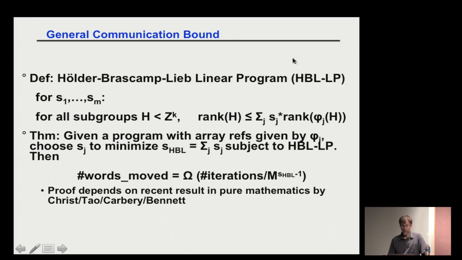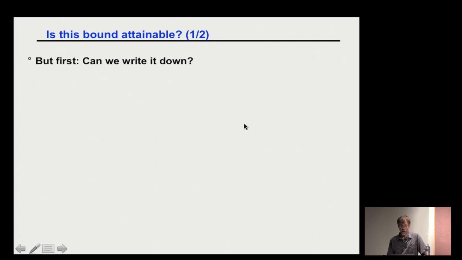So let me just talk about, given this lower bound, can we attain it? So, I mean, this is a bit hairy, so maybe I should say a few more words about what this means. So the first question is, can I even write down this linear program, right? So what the heck is it? So let me come back to this.